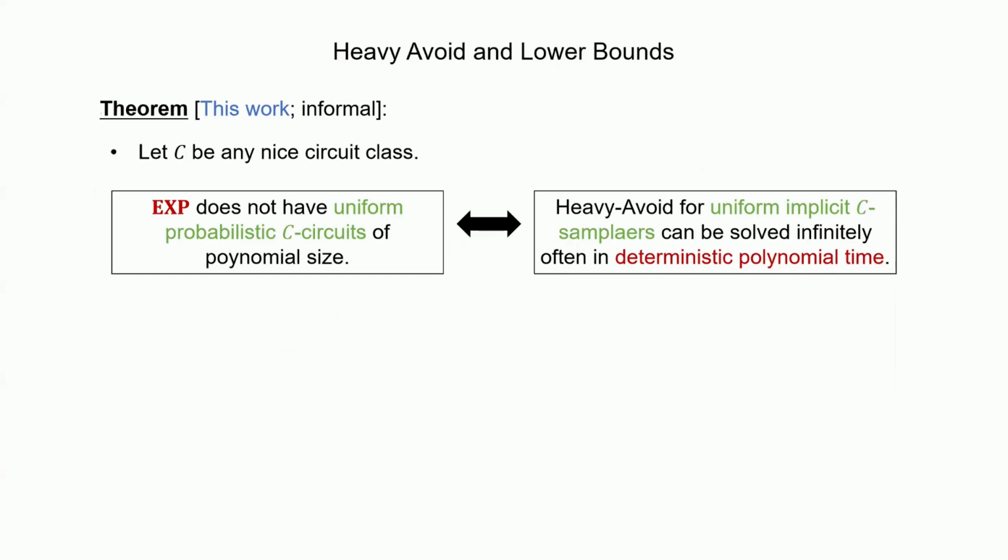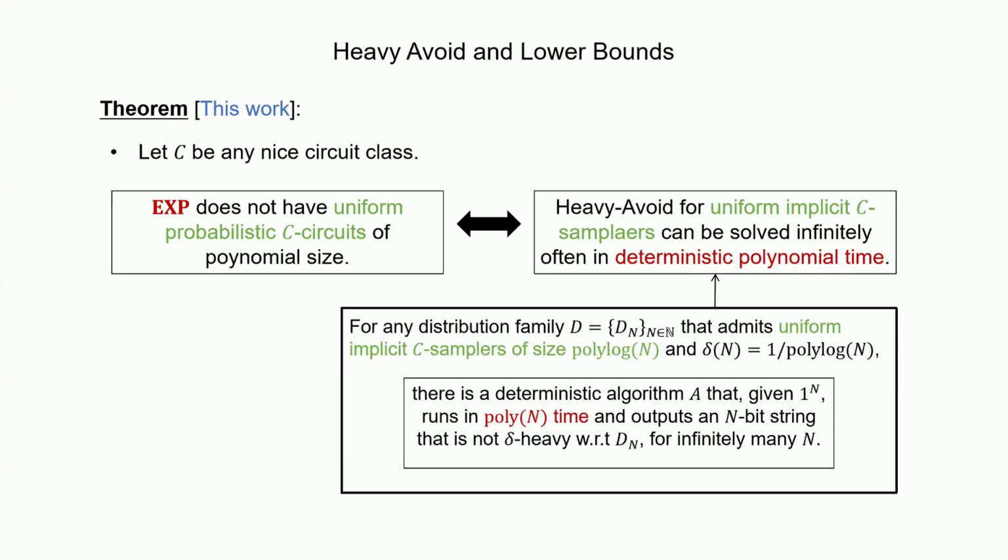Now let me state our first result. Let C be any nice circuit class that satisfies some mild conditions. We show that EXP does not have uniform probabilistic C circuits of polynomial size if and only if heavy avoid for uniform implicit C samplers can be solved infinitely often in deterministic polynomial time. And the latter means that for any distribution family D over n bits that admits uniform implicit C samplers of size polylog n, and delta that is 1 over polylog n, there exists a deterministic algorithm A that, given the number n, runs in poly n time and outputs an n-bit string that is log delta heavy with respect to D sub n for infinitely many n.